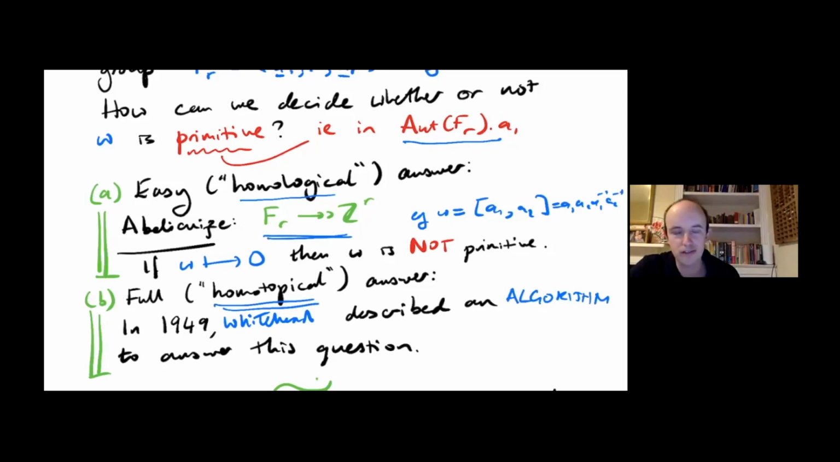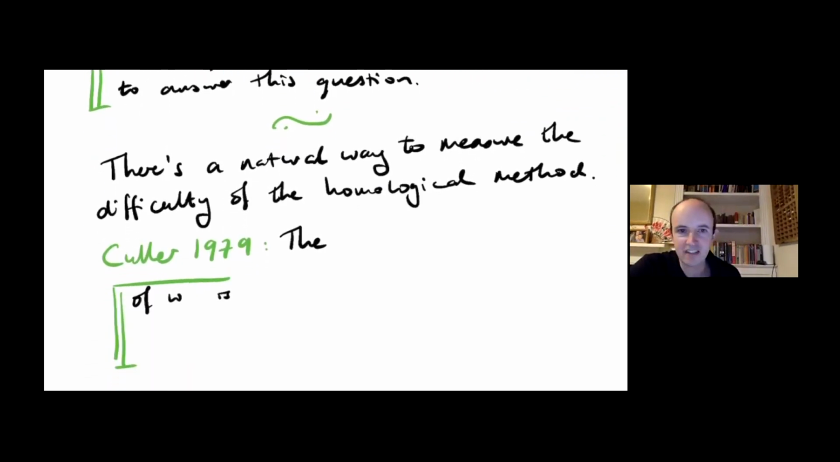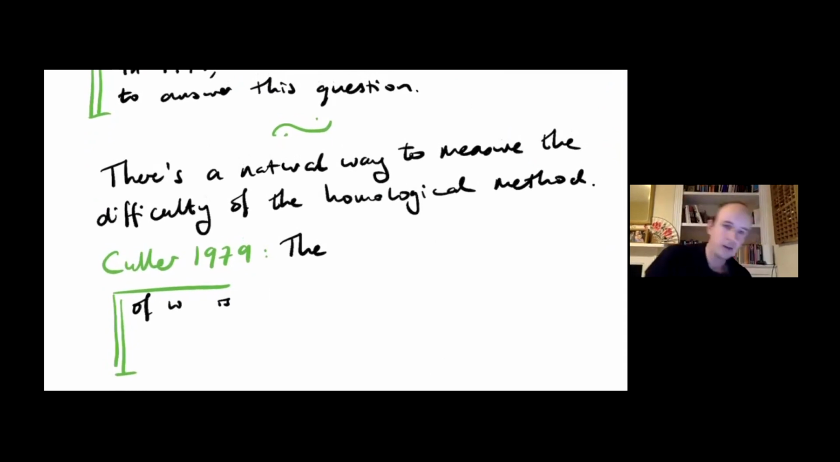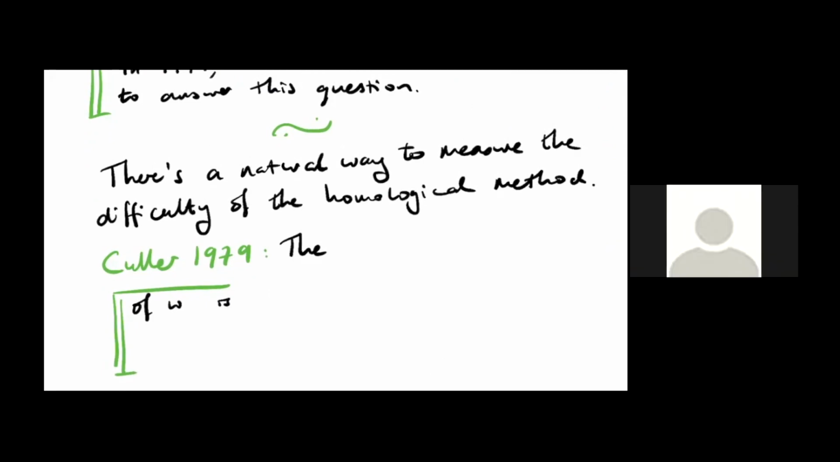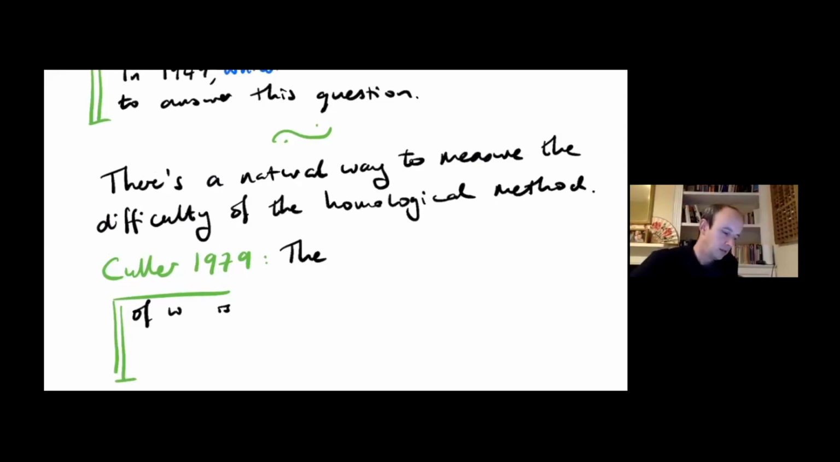So those are the two different ways you can try to answer this question. And what I'm more interested in today is talking about some ways of measuring the difficulty of these two answers. So some ways of measuring how difficult it is to check that your element isn't primitive using these different methods. So today I want to talk about the difficulty of these methods, and first of all, I'm going to talk about the difficulty of the homological method.